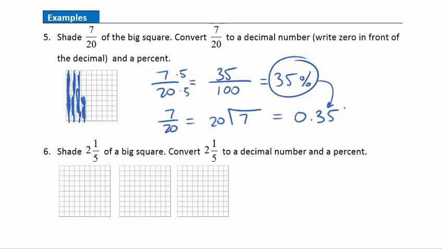So either way, either path you take there would be fine. All right, let's take a look at example 6. Shade 2 1/5 of the big squares. Then convert 2 1/5 to a decimal number and a percent.